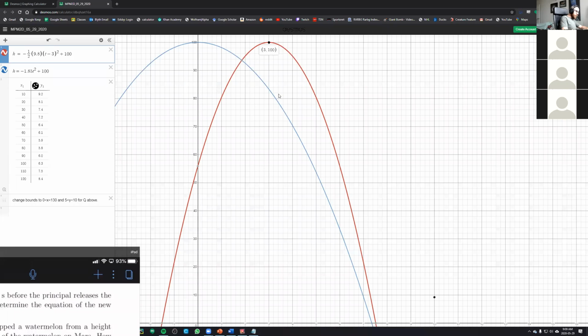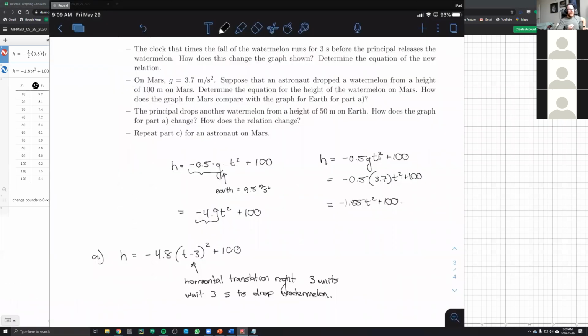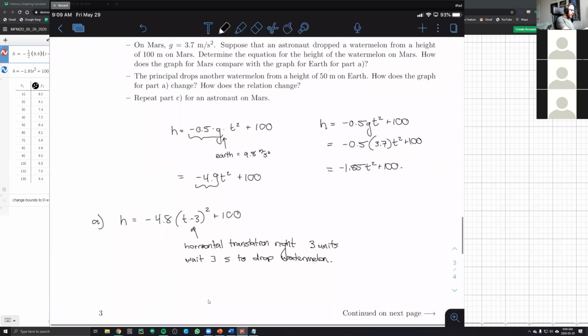Mr. Hopkins. Oh, you can't see what I'm writing. That's me, but I can't see. There we go. Sorry, I just realized that. So that's what our new expression will look like. This represents a horizontal translation to the right by 3. And what that means in the context of this question is we are waiting 3 seconds to drop the watermelon.